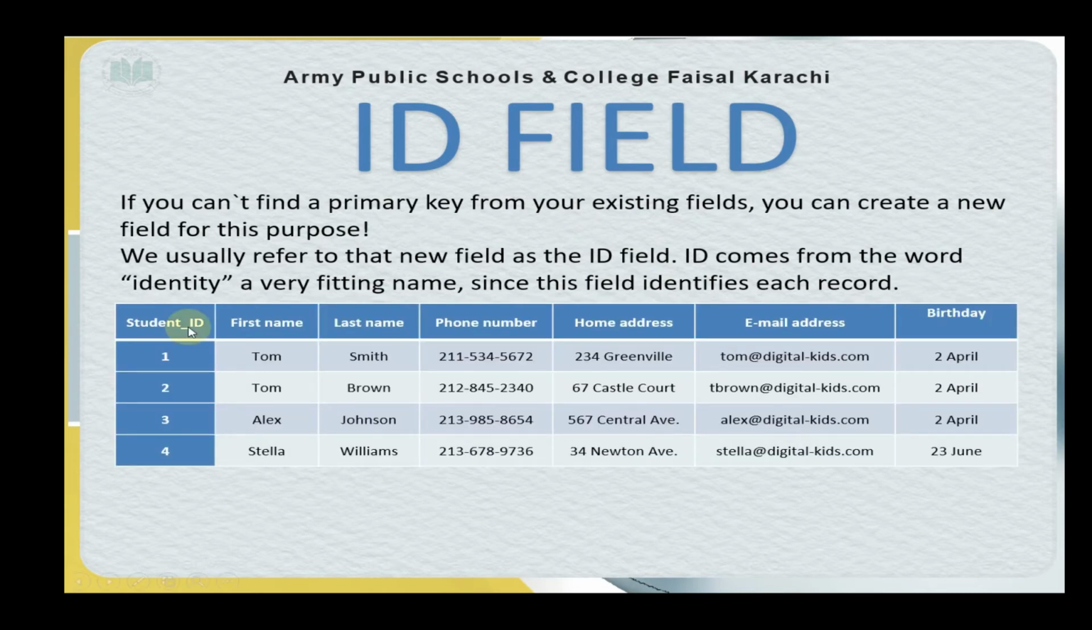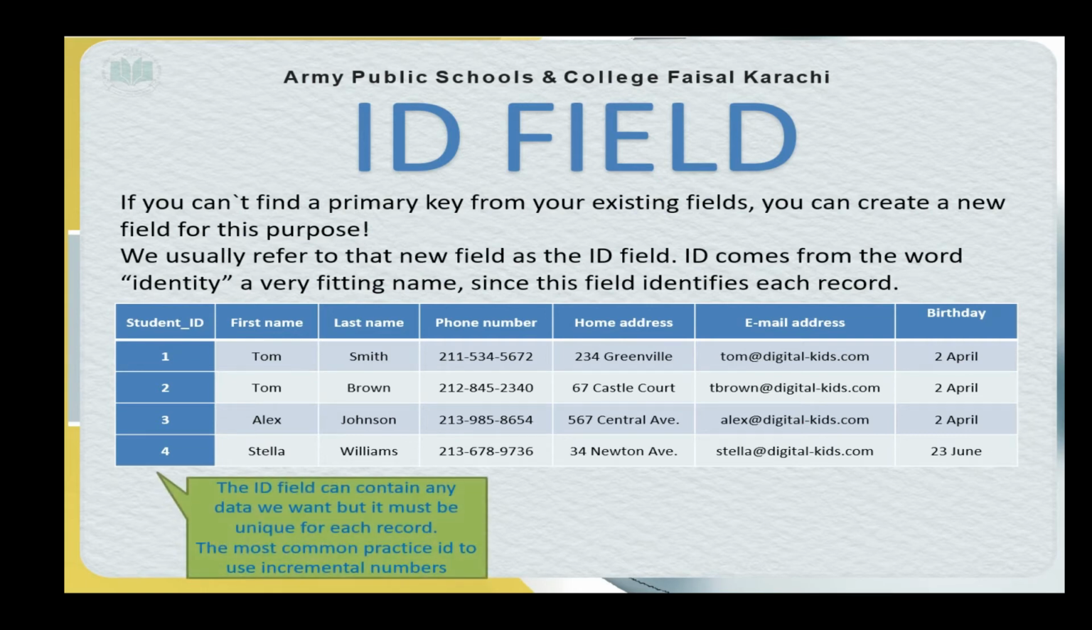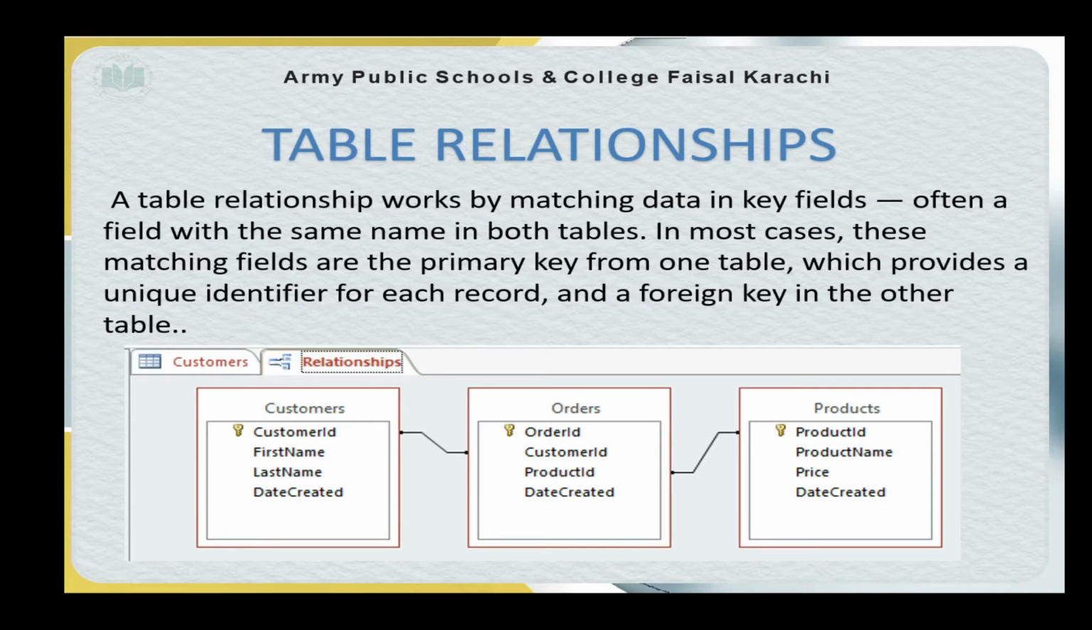Now you can see the student ID. The ID field can contain any data we want, but it must be unique for each record. The most common practice is to use incremental numbers. Okay, let's sum up. You can choose a field from a table and call it the primary key. Sometimes you can create a new field called ID and use that as a primary key instead. But why do we get into all this trouble?